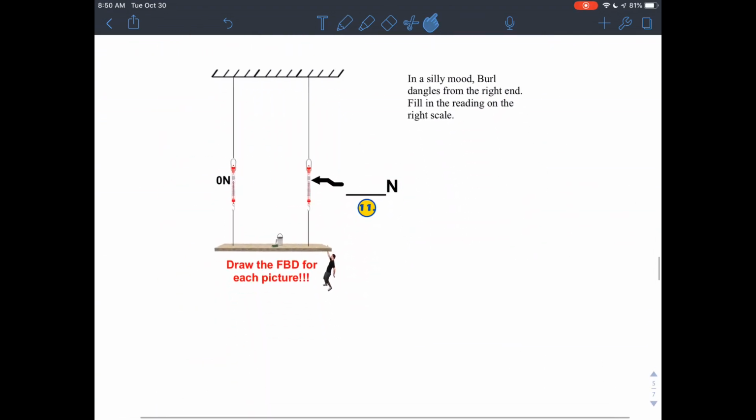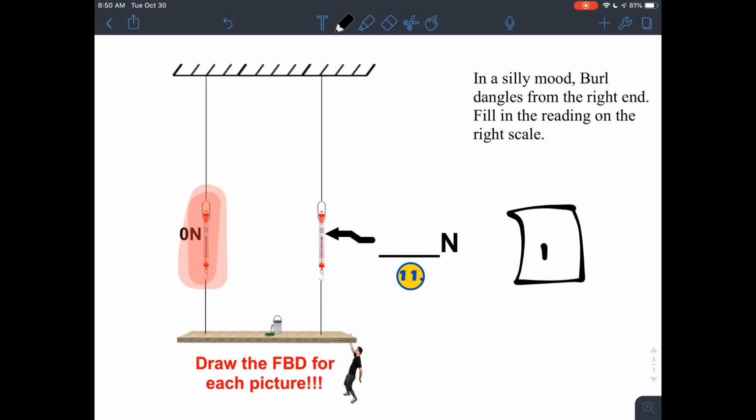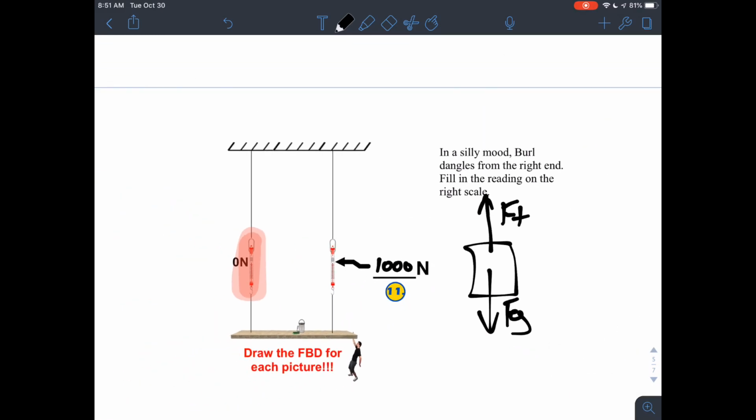Now he's hanging off the edge here to the point where we see that the scale to the left is reading 0. So there is no pull on the scale to the left. He is all the way over here on the right. So if all of his weight is distributed to this one source of tension on the right, we have one pull down, and we're going to have one source of tension pulling up. And of course, if his weight is 1,000 newtons, then the tension in the scale must also be 1,000 newtons in order to cancel out.